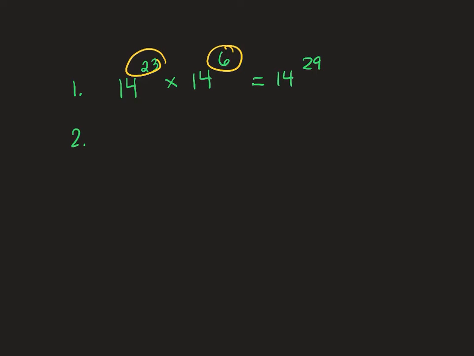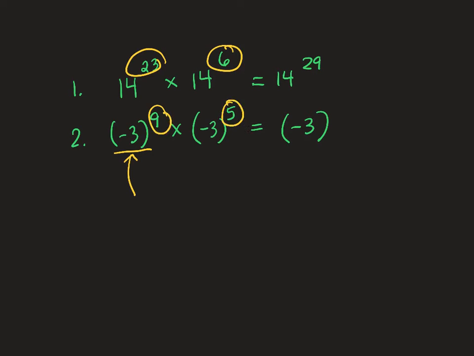So let's suppose you have negative 3 to the 9th power times negative 3 to the 5th power. See how there's a parentheses around the negative 3? This negative 3 right here is the base. So our answer is going to still have negative 3 as our base, and we're going to add our exponents. So you have 9 plus 5, so you'll end up with negative 3 to the 14th power.